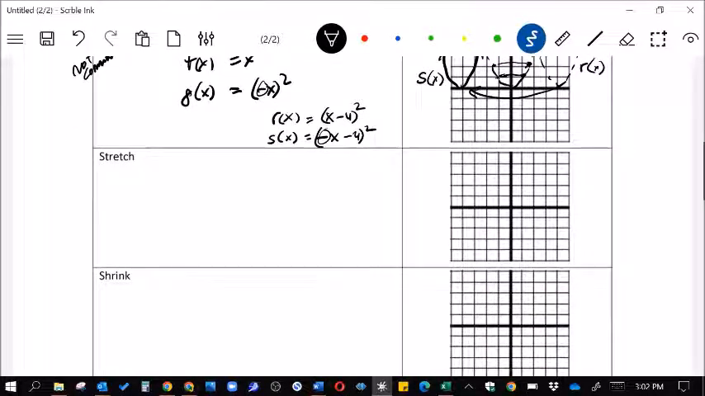Now a stretch. Here is the parent function.